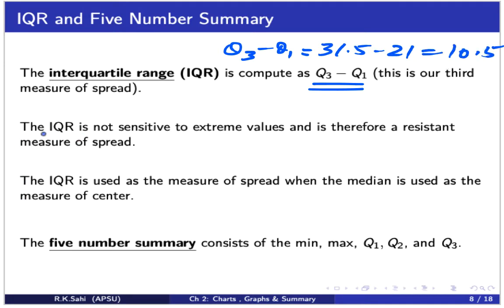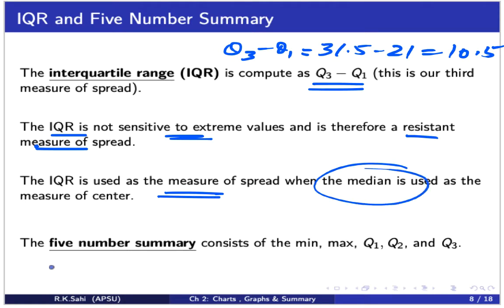Now, some properties of IQR. IQR is not sensitive to extreme values. It's therefore a resistant measure of spread. And we use this as the measure of spread when we are looking at the median as the measure of the center. Now, what's a 5-number summary? The 5-number summary is basically the minimum and the maximum of the data set, and then the quartiles, Q1, Q2, Q3.